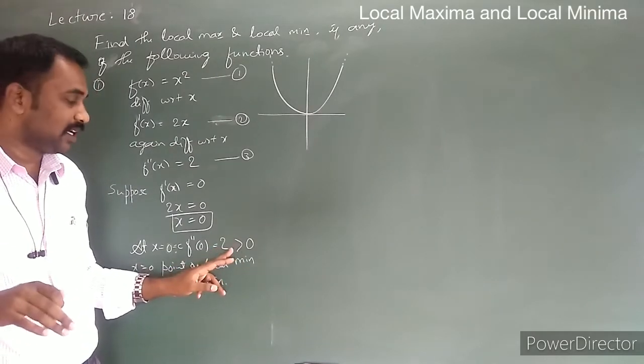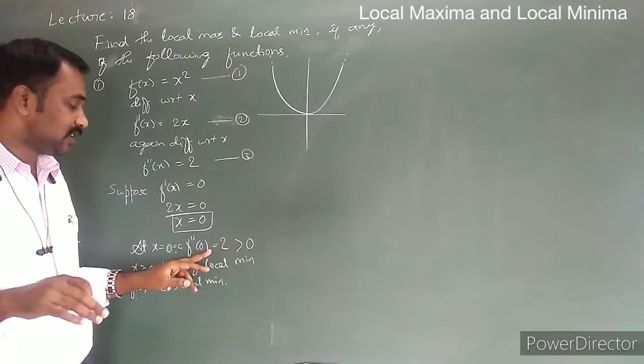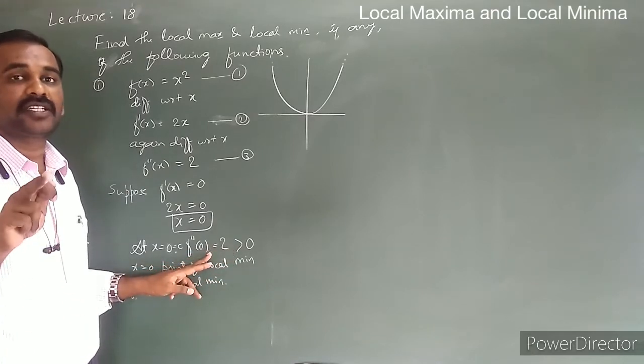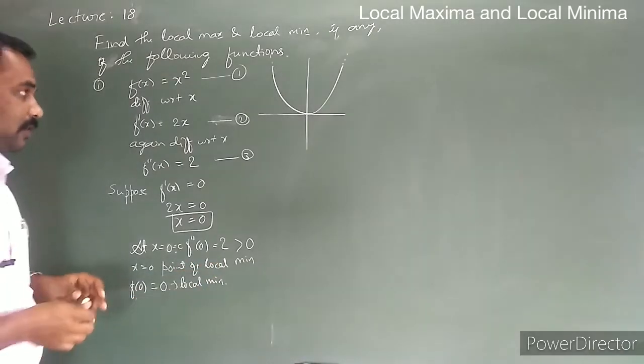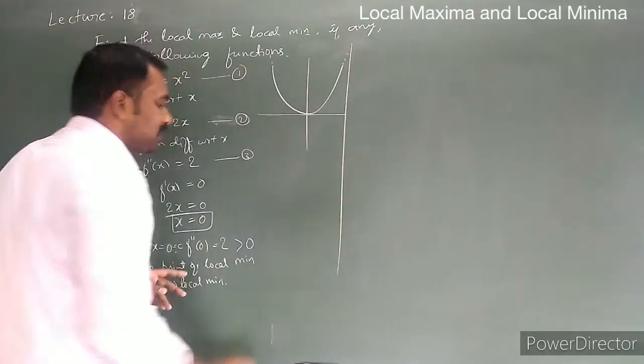Very clearly observe this. Reverse. Second derivative is negative, local maximum. Second derivative is positive, local minimum. Are you sure? Okay. Now let's move to the next example.